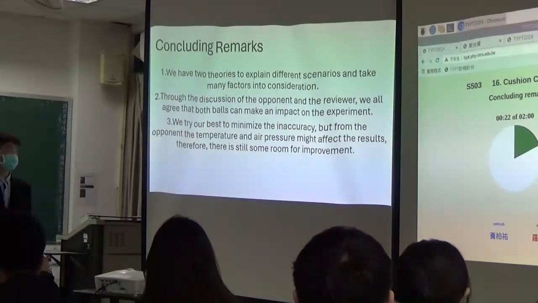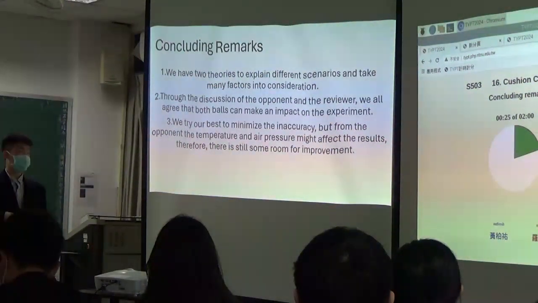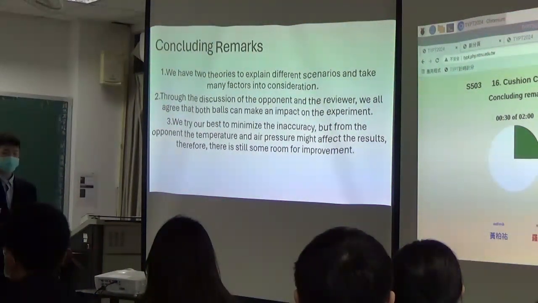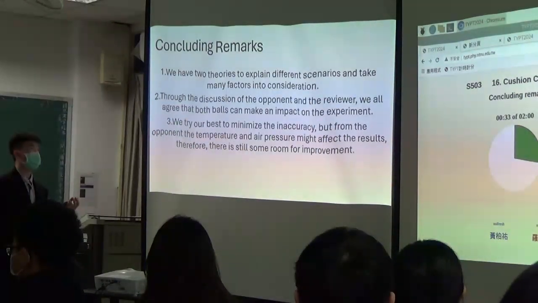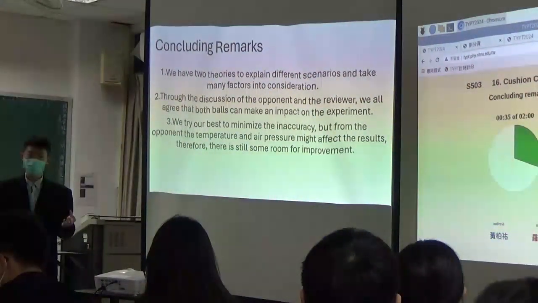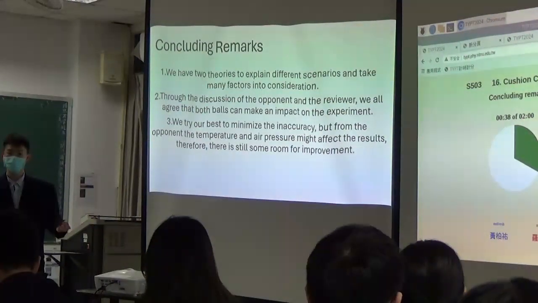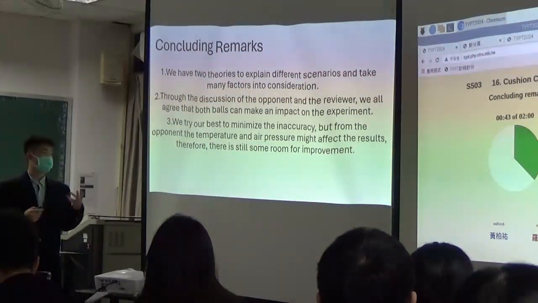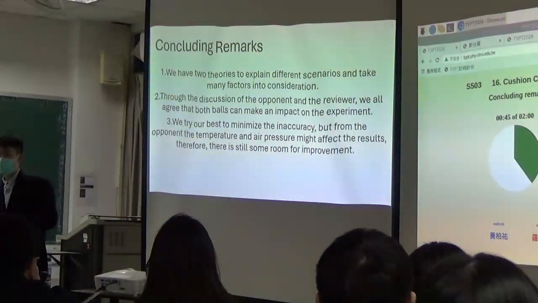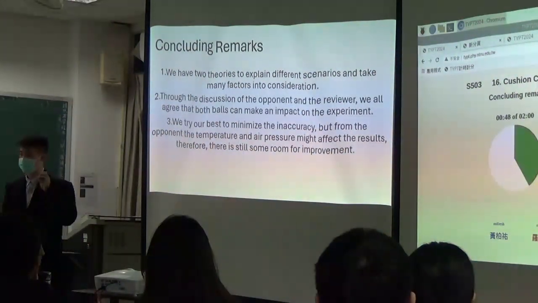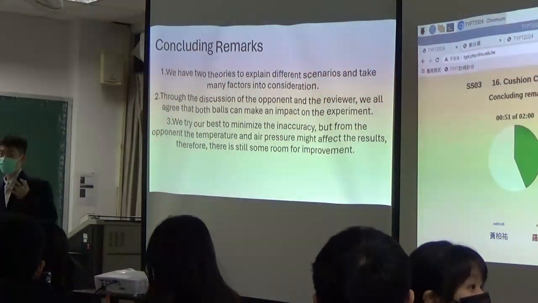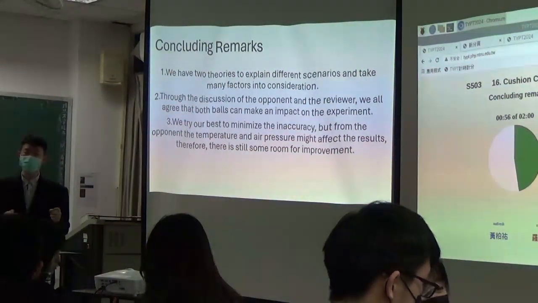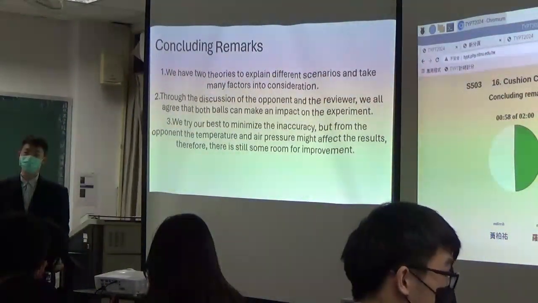And through the discussion, both the opponent and the reviewer agree that air resistance only affects the marble. But in my opinion, it also affects the baseball because we use mgh, which means that when it falls down, air resistance has a little bit of effect on the baseball, which decreases its speed. But as I said, very, very slightly. So in our opinion it is still negligible.